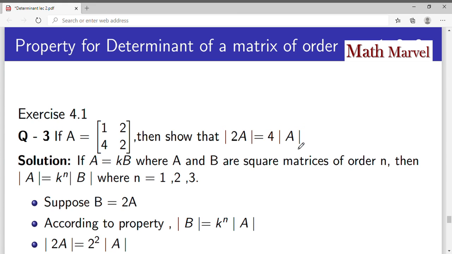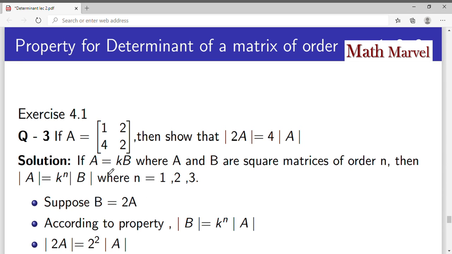After that, find the determinant of A, and whatever answer you have, multiply it by 4. This is my right hand side. Now compare the answer of the left hand side and the right hand side. So using this method also you can find the solution. Now here I am solving this question using the property.